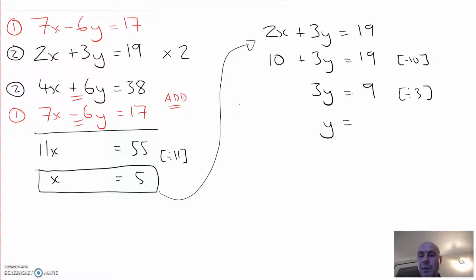So if I divide by 3, 3y divided by 3 is going to give me y, that's what I want. 9 divided by 3 gives me 3. So I think the second part of our solution is that y is 3. Let's just do a quick check back like we did before. If we're right, we can substitute both of those values in. So let's try with our first equation.